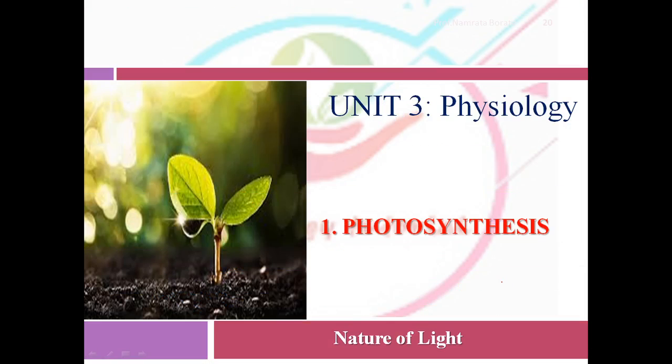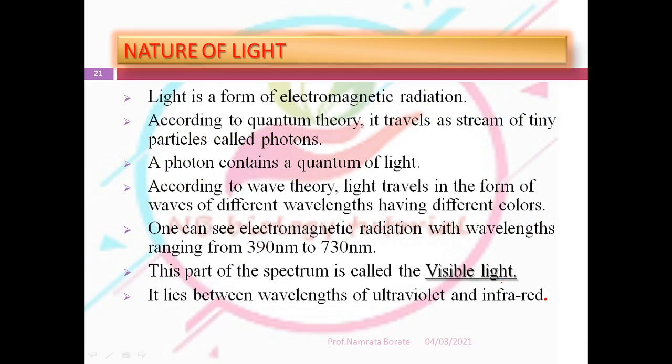We are going to continue the next point of this topic, that's the nature of light. So let's see the phenomena which is included in this point. The first one is light. Light is a form of electromagnetic radiation. According to quantum theory, it travels as a stream of tiny particles, and that tiny particle is called a photon. A photon contains a quantum of light.